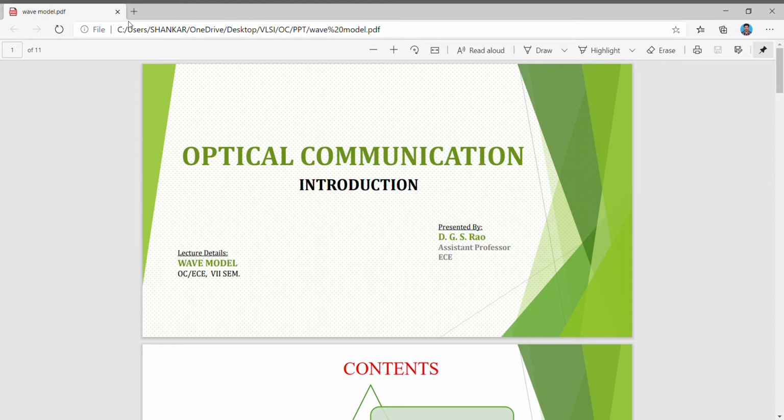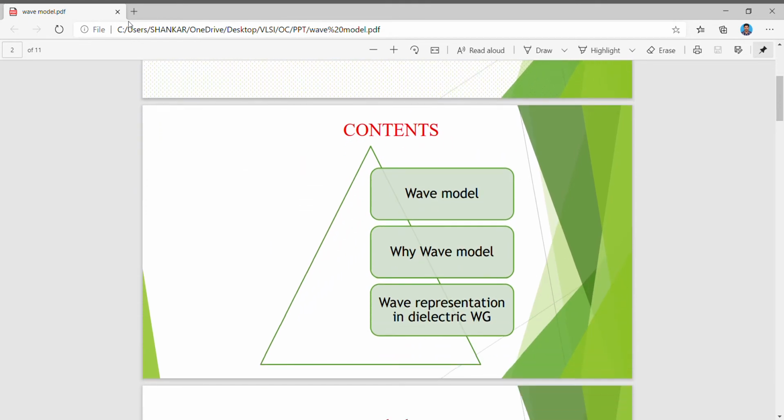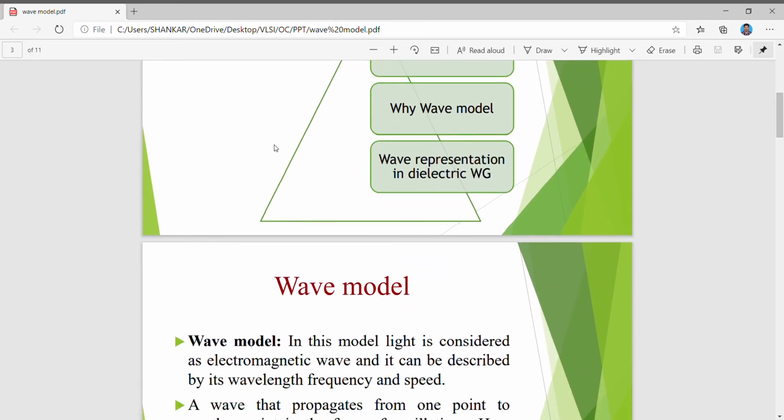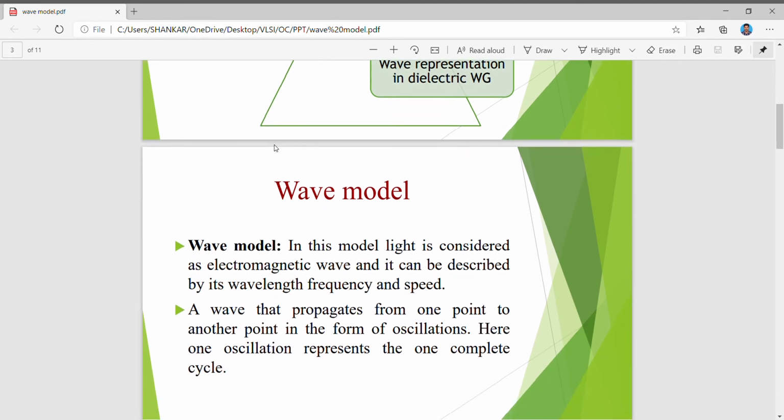In this lecture, we will discuss the wave model, why we are using the wave model, and how the wave is represented in the dielectric waveguide. First, we will discuss the wave model.